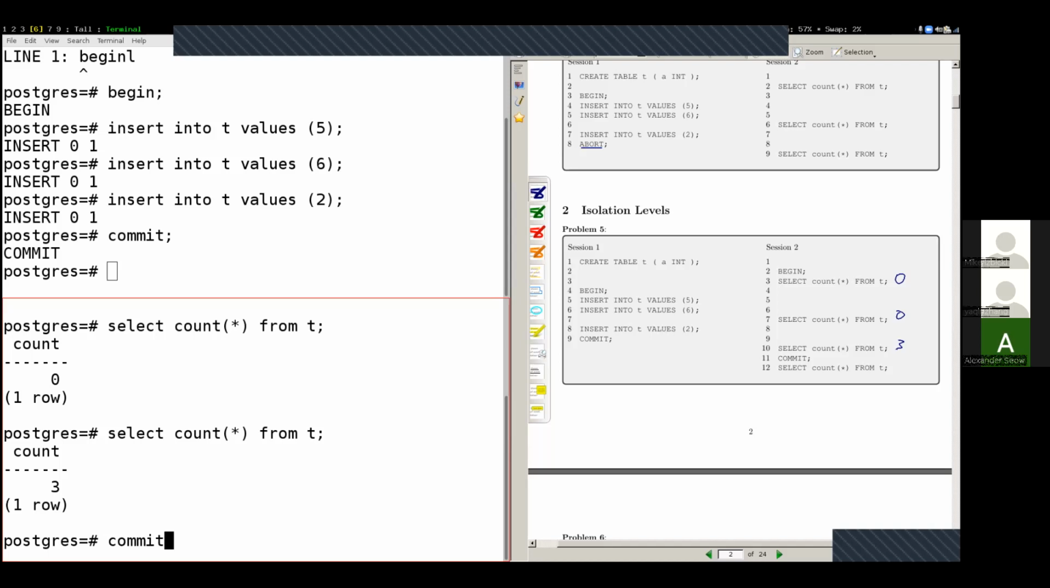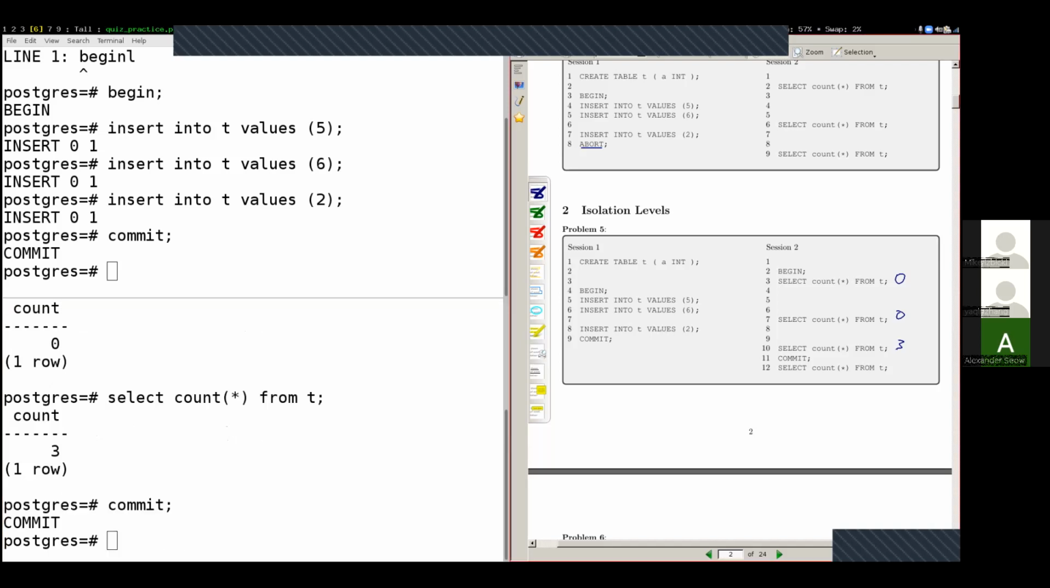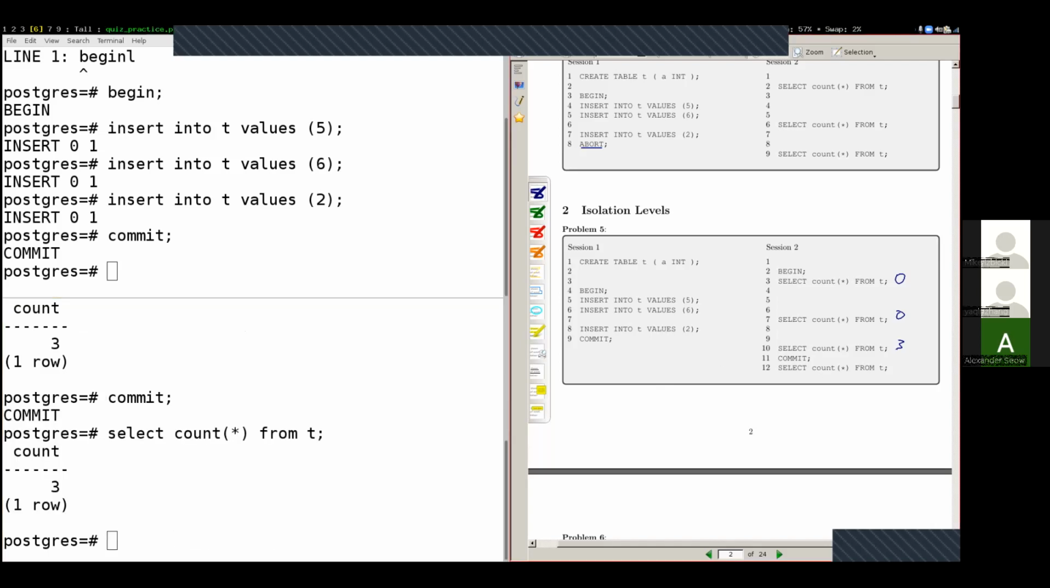We haven't made any changes inside of this transaction, so whether we commit or roll back is 100% immaterial. All of these things are selects over here on the right. But now if we do another select count(*), we still get a 3 value over here.